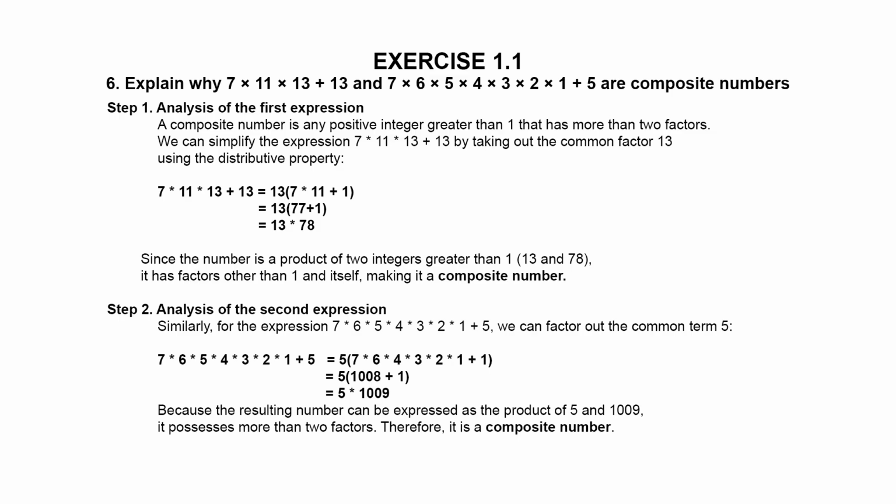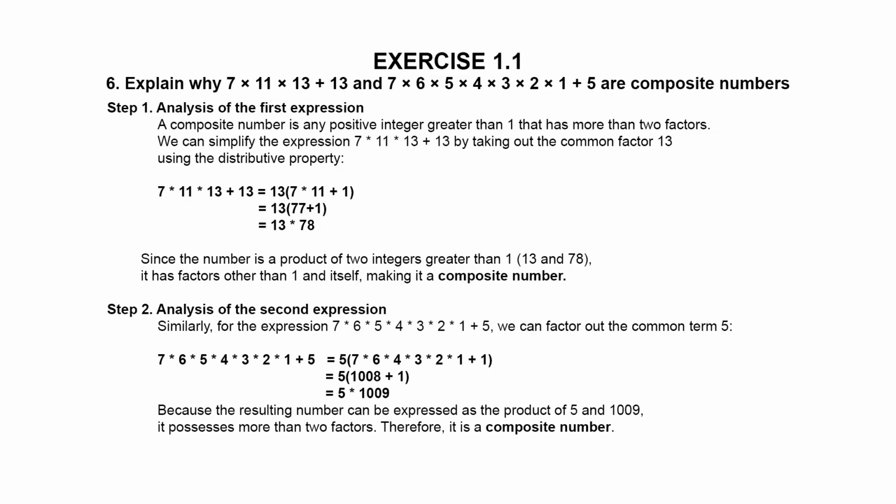Step 2. Analysis of the second expression. Similarly, for the expression 7 into 6 into 5 into 4 into 3 into 2 into 1 plus 5, we can factor out the common term 5. 7 into 6 into 5 into 4 into 3 into 2 into 1 plus 5 is equal to 5.